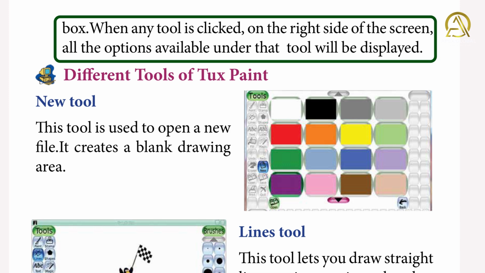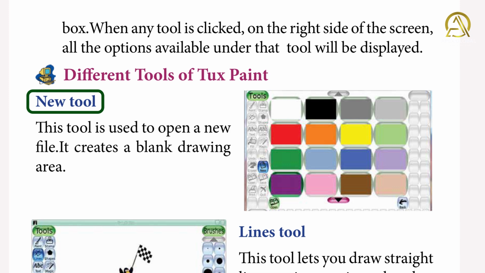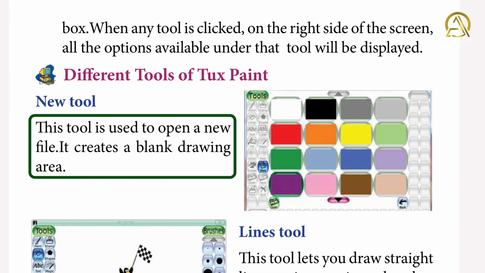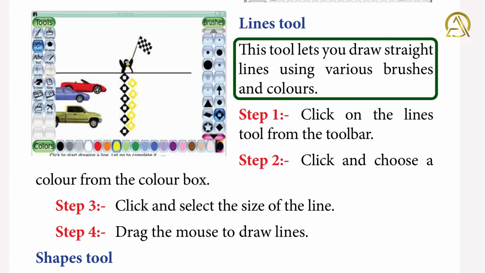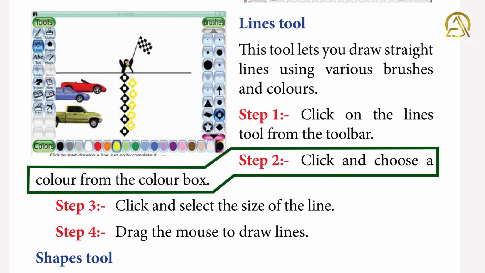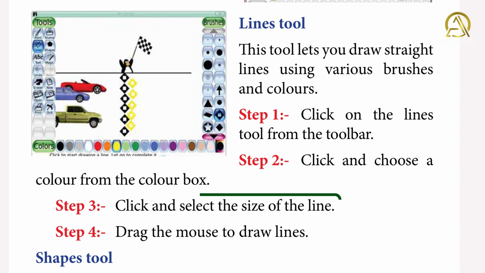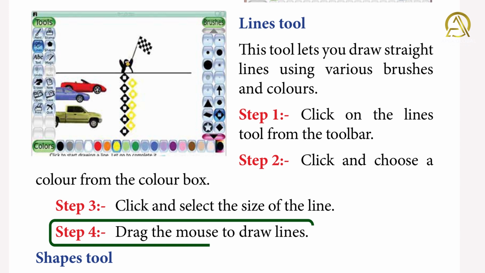Different tools of Tux Paint. New tool. This tool is used to open a new file. It creates a blank drawing area. Lines tool. This tool lets you draw straight lines using various brushes and colors. Step 1. Click on the Lines tool from the toolbar. Step 2. Click and choose a color from the color box. Step 3. Click and select the size of the line. Step 4. Drag the mouse to draw lines.